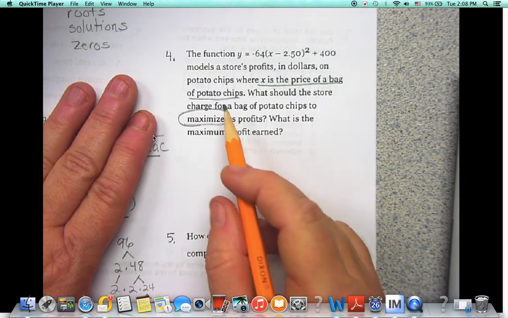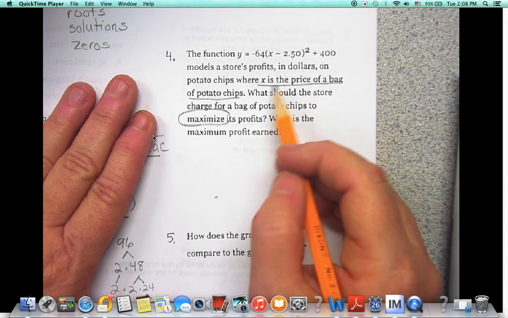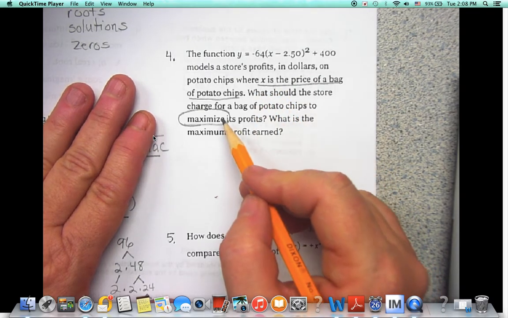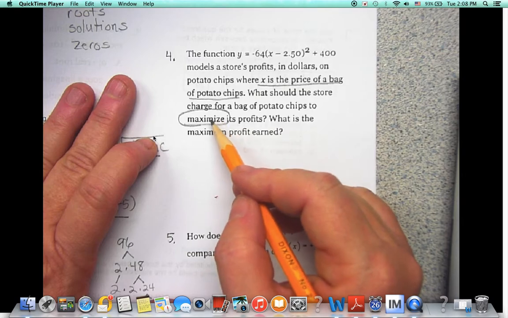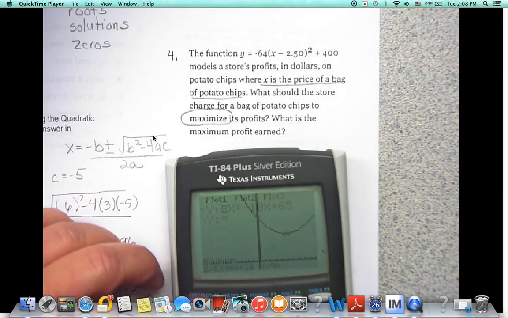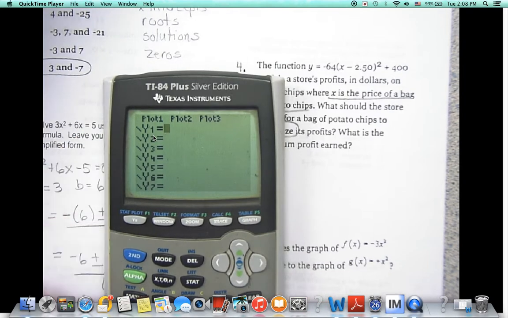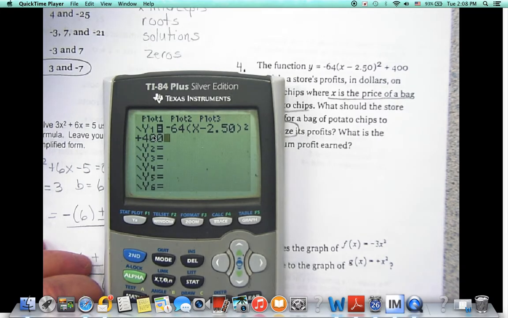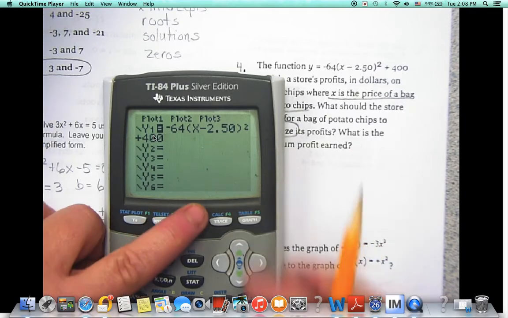So we're looking for x, which is the price of the bag of potato chips. And we're looking for when the store's profit is at a maximum. So we're going to look for the maximum. Put it in y equals negative 64 parentheses x minus 2.50 squared plus 400. Everybody got that? And then we're going to do zoom 6.